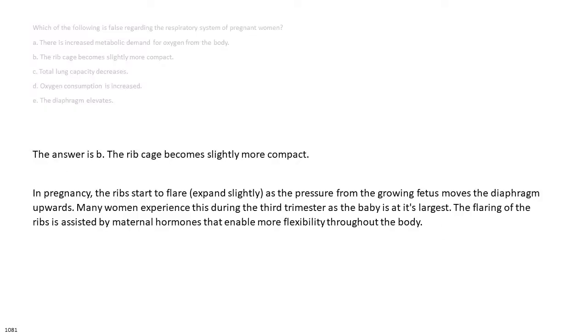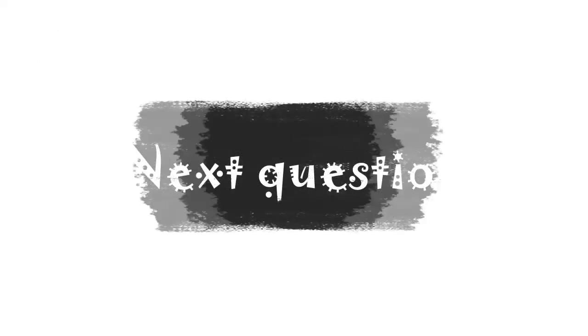The answer is B. The rib cage becomes slightly more compact. In pregnancy, the ribs start to flare, expand slightly, as the pressure from the growing fetus moves the diaphragm upwards. Many women experience this during the third trimester as the baby is at its largest. The flaring of the ribs is assisted by maternal hormones that enable more flexibility throughout the body.